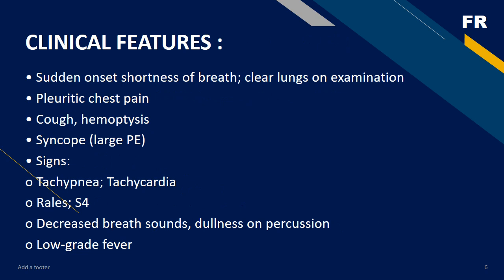So the patient will have sudden onset of shortness of breath and clear lungs on examination. There will be pleuritic chest pain, cough, hemoptysis, and syncope when there is a large pulmonary embolism. Signs can include tachypnea, tachycardia, rales, S4 heart sound, decreased breath sounds, dullness on percussion, and low-grade fever.